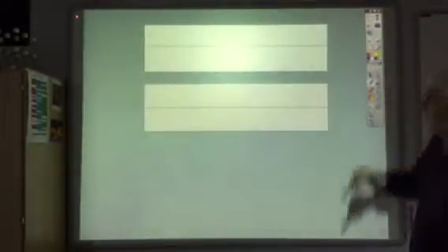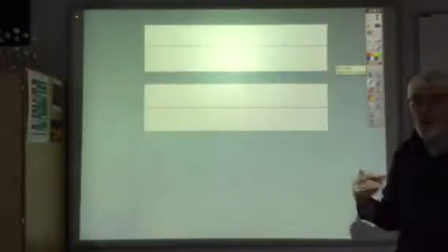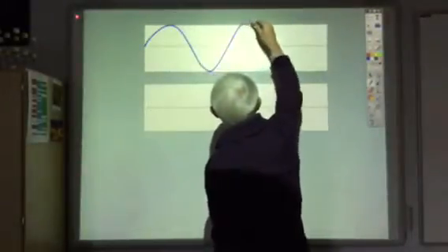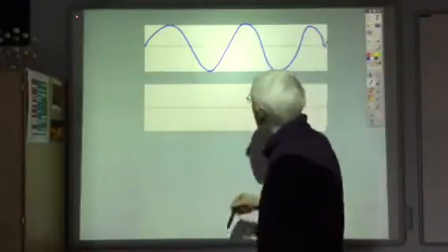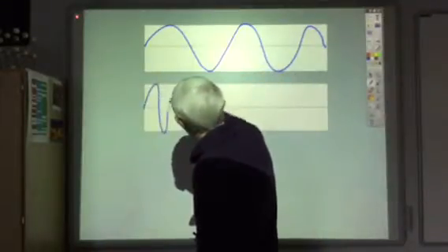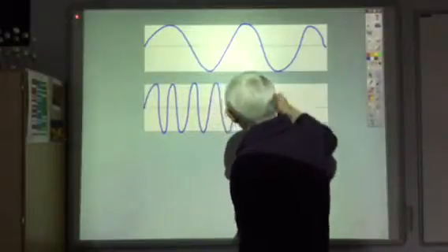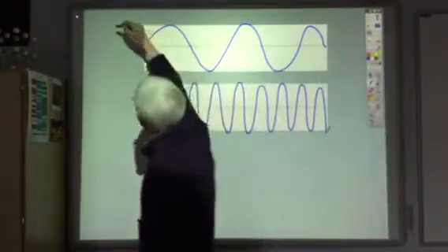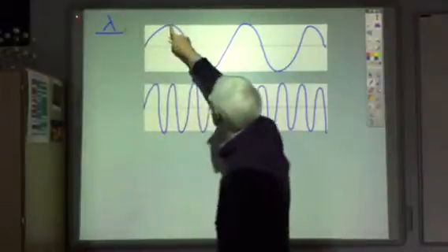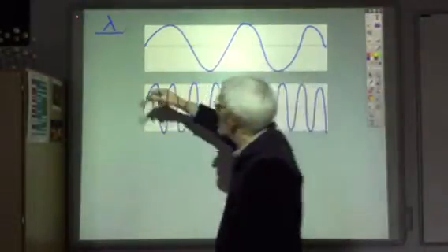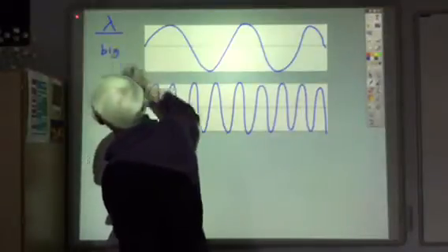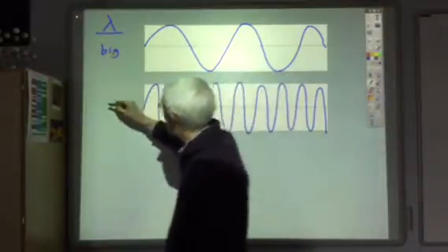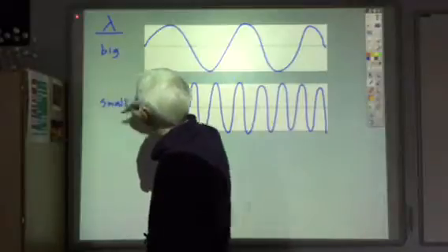Okay, let's look at a couple of waves with different wavelengths and frequencies. There's one wave, and here's another wave. In terms of wavelength, wavelength here is from there to there, so it's quite big. So this one's got a big wavelength, whereas for the second wave here, wavelength is just from there to there, so comparatively small compared with the top one.